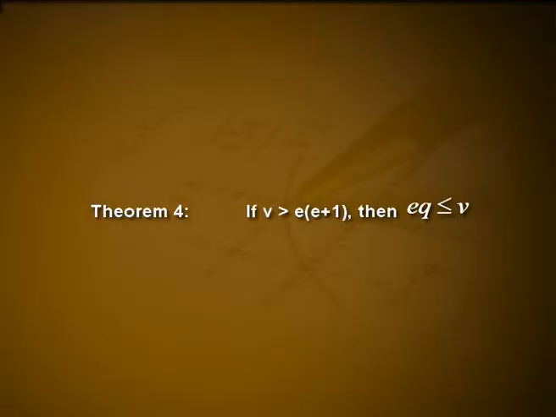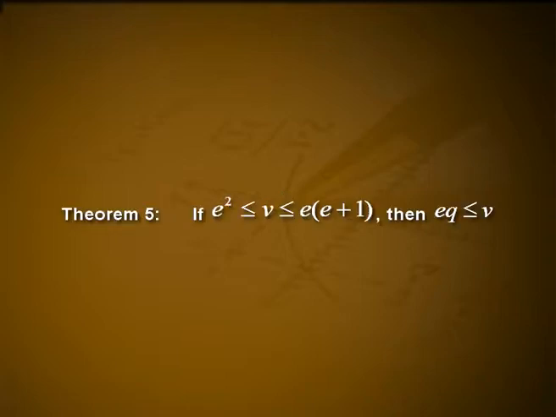E ≤ Q implies E+1 ≤ Q, implies EQ ≤ EQ + Q − E − 1, which implies EQ ≤ (E+1)(Q−1), which is ≤ V. We will now move on to Theorem 4. If V > E(E+1), then EQ ≤ V. Proof is like this: V > E(E+1) implies Q > E.